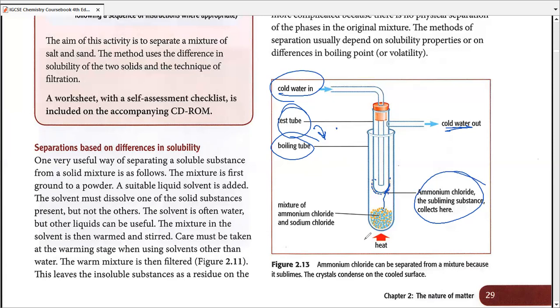Yes, sir. So the ammonium chloride sticks to the bottom of the test tube. We can, at the end of the experiment, take the test tube out, scratch off the compound that was adhering to this piece of apparatus or the bottom of this test tube, and there you go. You get your ammonium chloride separated from the sodium chloride. Good enough?